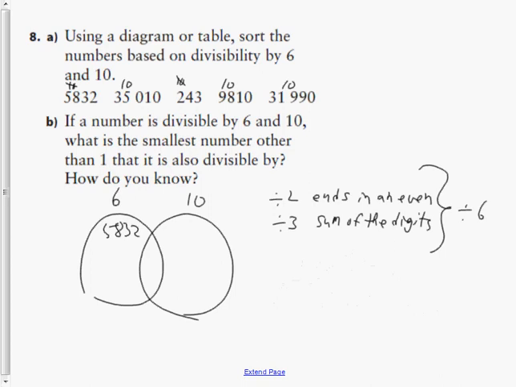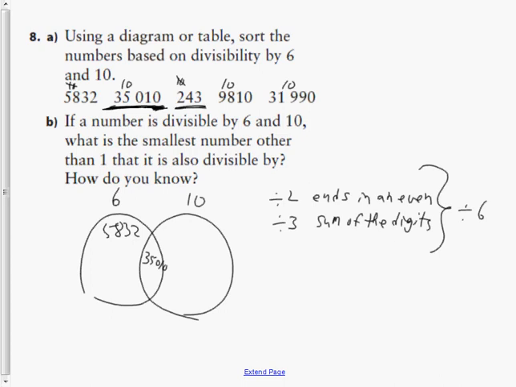35130, if I look at, it ends in an even number, so it is going to be divisible by 2. But 3 plus 5 is 8 plus 1 is 9. 9 is divisible by 3, so therefore it's divisible by both. 35130 is divisible by both 10 and by 6. And I know it's by 6 because it ends in an even number, and the sum of the digits is 9. So therefore, it follows both rules of divisibility of 2 and 3, and it's divisible by 6.